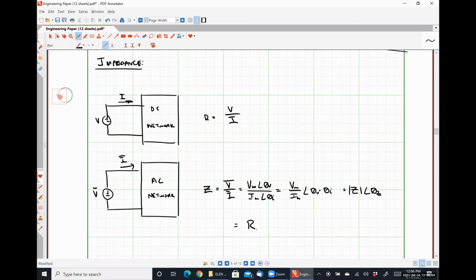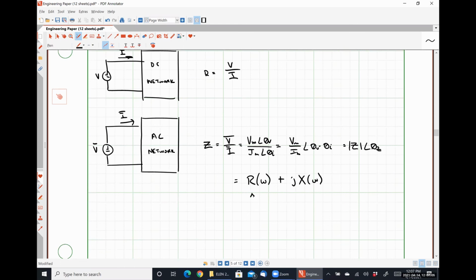R as a function of frequency plus jX as a function of frequency, where R is the resistance, and it is the real portion, and X is the reactance, and it is the imaginary portion.